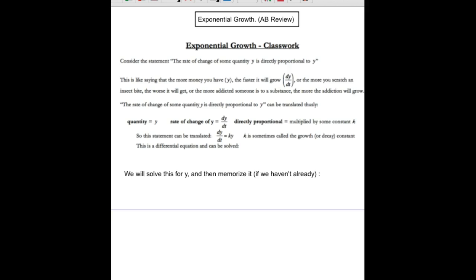So anyway, with exponential growth, the way you kind of know you have one is when it says that the rate of change of some quantity, usually that's, like I said, like a population or some living quantity, sometimes money.